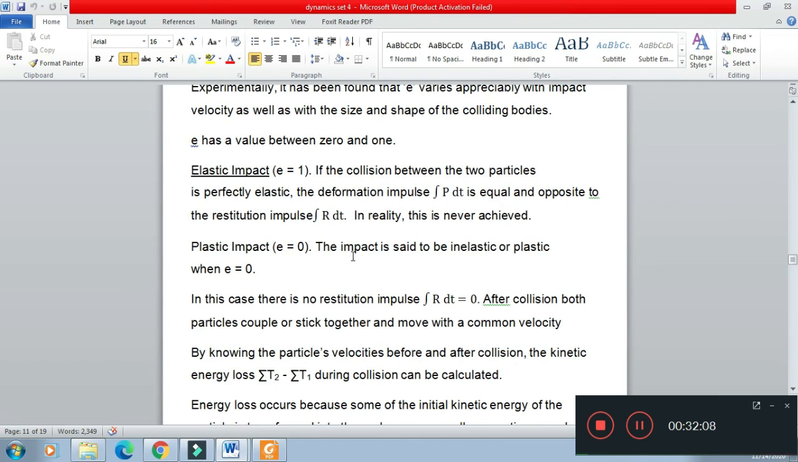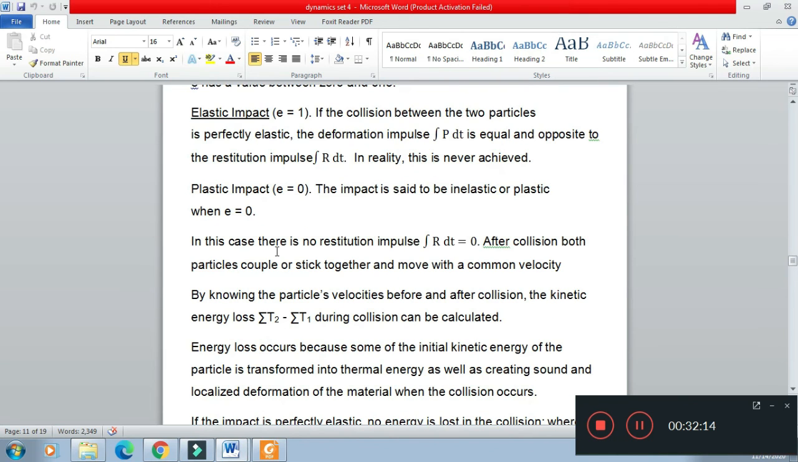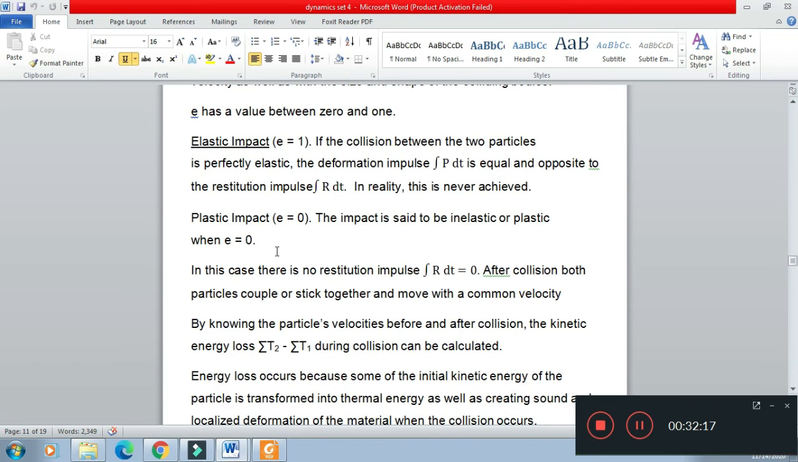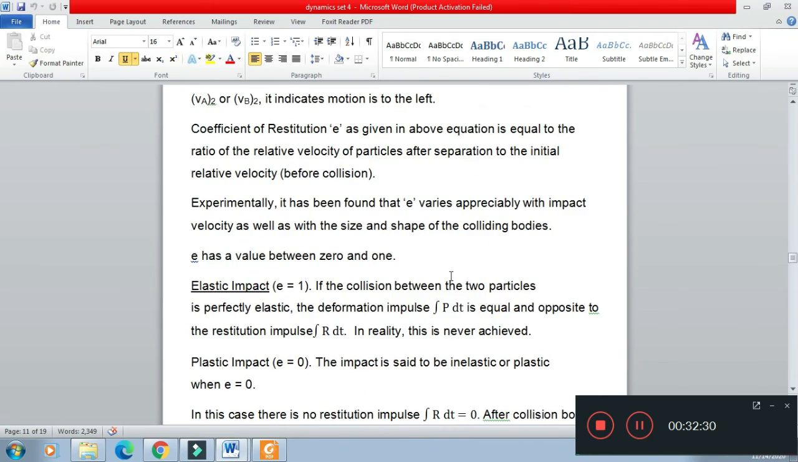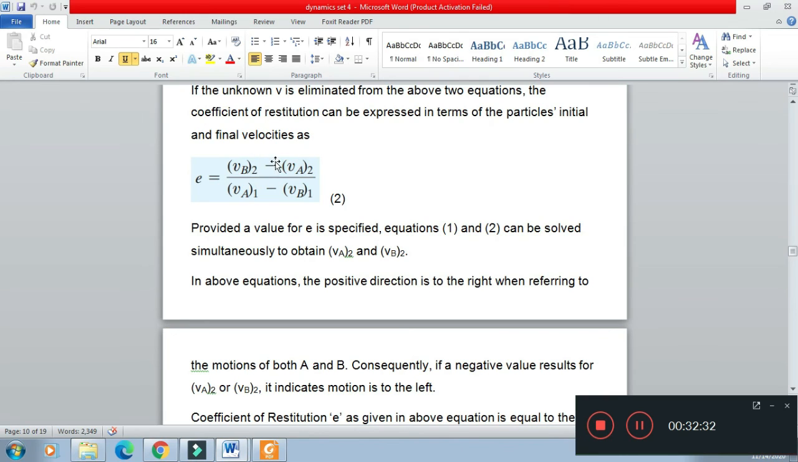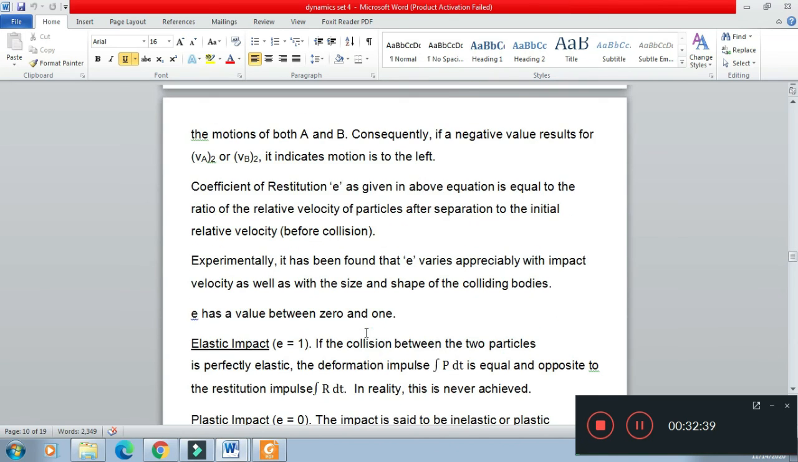The impact can be plastic. This is the minimum value of the coefficient of restitution, which is 0. In the plastic impact, there is no restitution impulse, there is no force which can separate the two particles. If the two particles couple or stick together, then there is no restitution impulse. And when there is no restitution impulse, there is no velocity difference after the impact. If there is no velocity difference, the coefficient of restitution becomes 0.